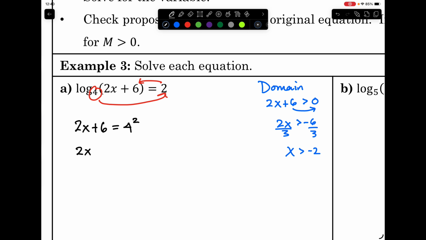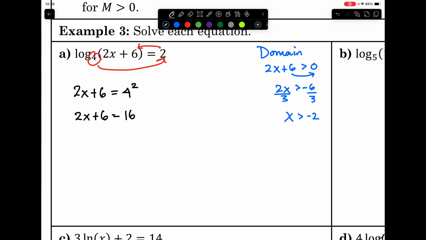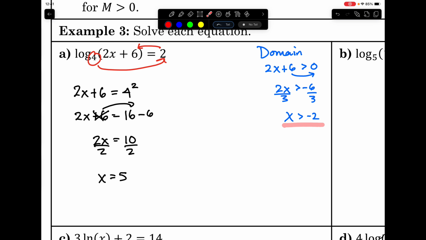So now this is 2x plus 6, and 4 to the second power, that's equal to 16. We're going to subtract 6 from both sides, move the 6 to the other side, making it -6. So 2x equals 10. Dividing this by 2, we get that the value of x equals 5. And now let's compare that to the domain. Well, again, our domain is x has to be a number greater than -2, and 5 is strictly a number greater than -2. So this right here is going to be our answer.